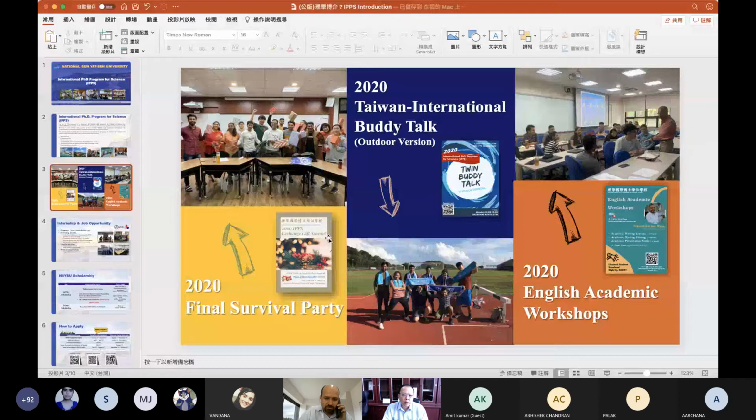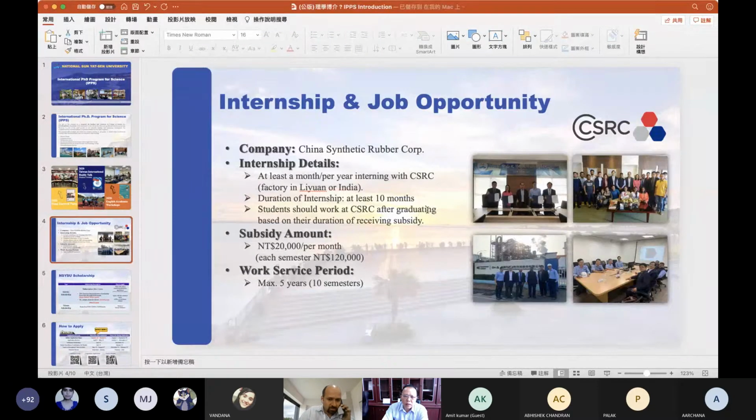But IPPS has its own office and its own staff. So I think it is a fully operational program. And now you can see the internship and job opportunities. We also signed an agreement with this company, especially for the chemistry group. So if you apply for the chemistry group, you can also apply for this internship.